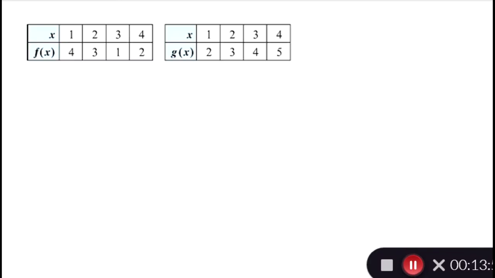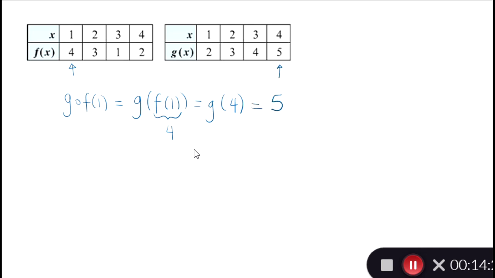So here's the final example. I put the table for you in there. The first question is: find g composed with f of 1. So look for g of f of 1 over the table. I need to find f of 1. I go to the table for f. Here we go, f of 1 is 4. So I need to find g of 4. g of 4 here is 5. So that's the answer. That was the first problem.